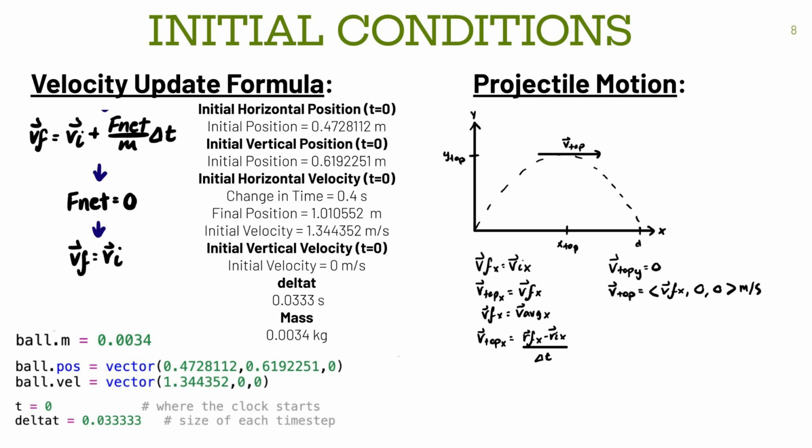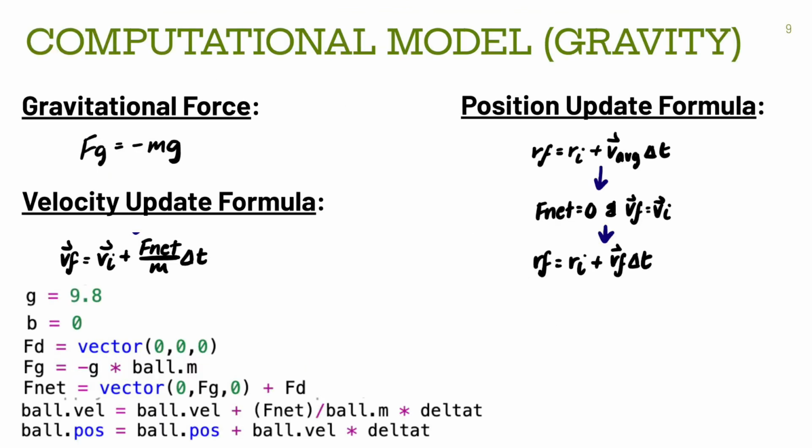I put that into the velocity vector for the initial condition, and then I took the difference in the time from the Tracker data and put that as my delta t. From this, I was able to create my first computational model, just including the gravity.